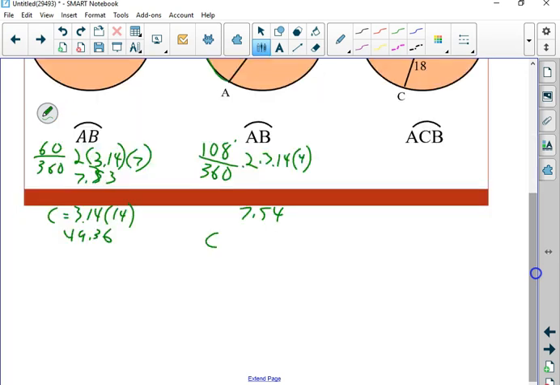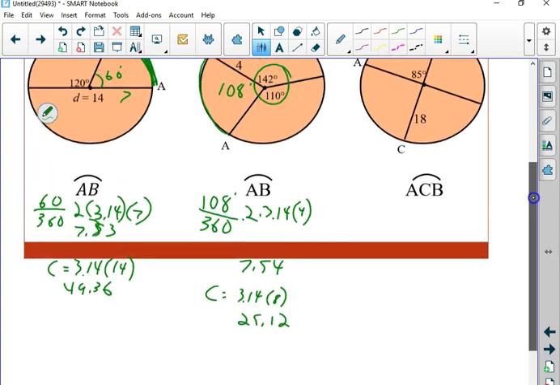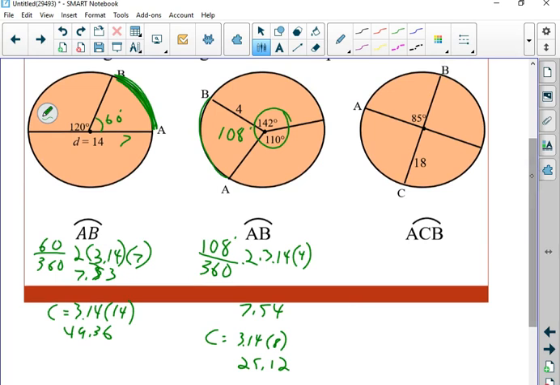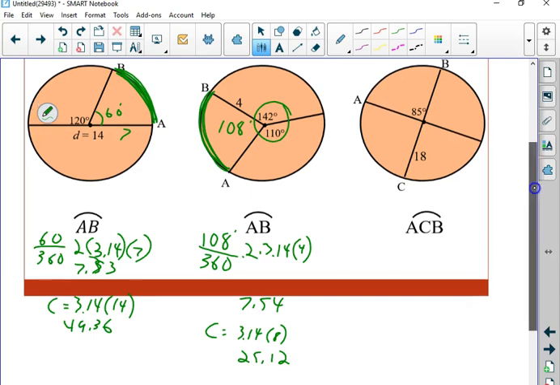Again, if we wanted to find out the circumference, it would be 3.14 times 8, which is 25.12. So in other words, it would take about 3 of these to make the circle. That's about right. A little more than 3.